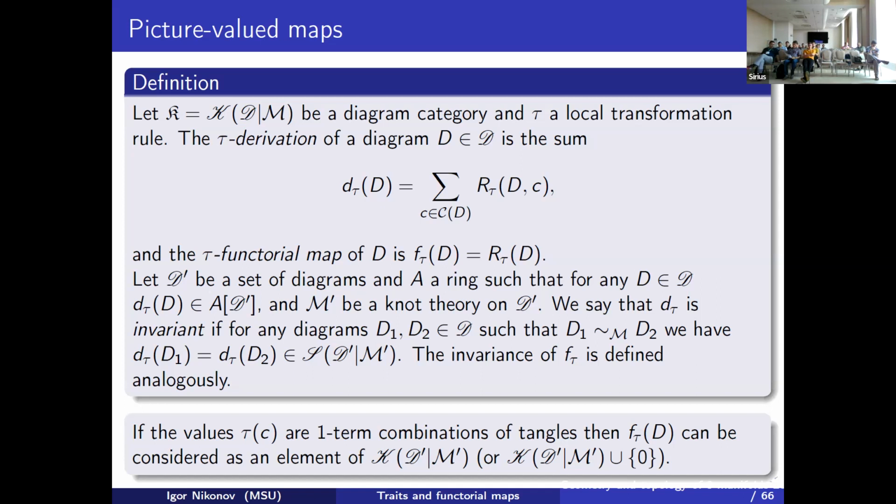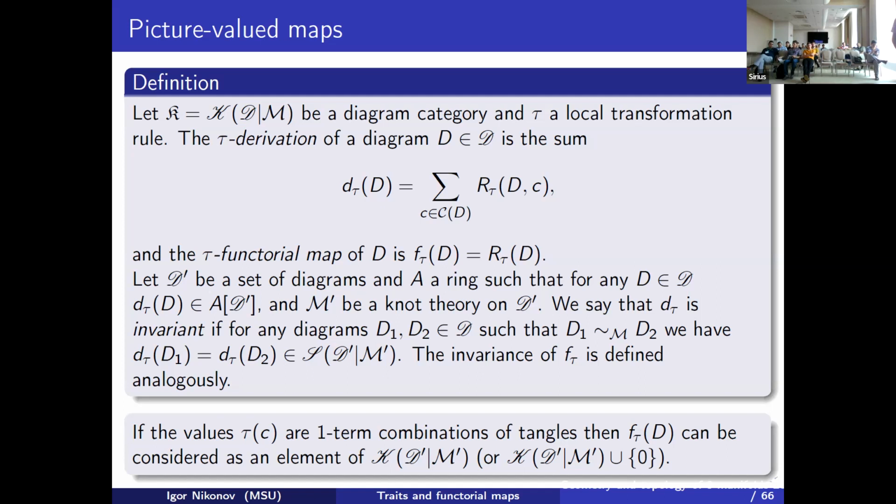Okay. So then we get new diagrams, and we say that these formulas define an invariant if the results produced for different diagrams of the same knot give equivalent diagrams with respect to some knot theory M prime. This is a general definition.